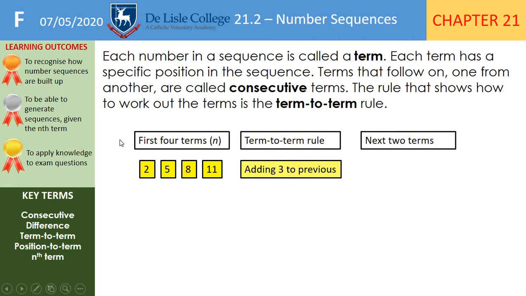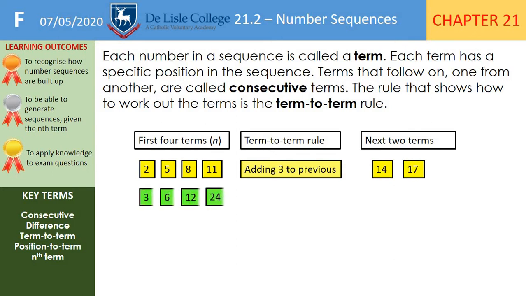So that is our term-to-term rule. Now that we know that, and we know it's true because we've checked it for all of the terms, we've checked that it's always add 3, we can then work out the next 2 terms. So 11 plus 3 is 14, and 14 plus 3 is 17. Right, let's look at another one here, slightly different.